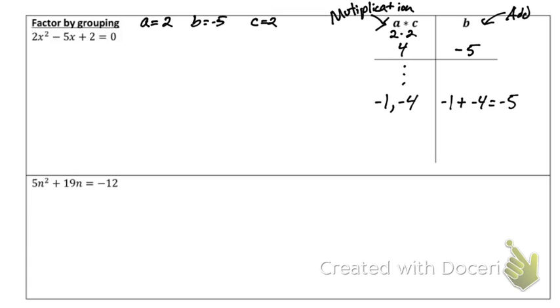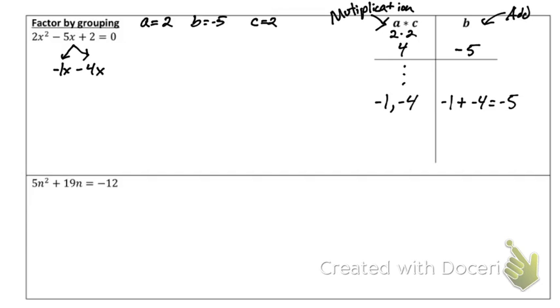Now here's the whole point in doing this. We're going to separate this into a binomial plus a binomial. In order to do that, we're going to split apart this 5x into the 2 things I came up with: a negative 1x and a negative 4x. Do we all agree that negative 1x plus negative 4x equals negative 5x? So I didn't do anything, I just changed the appearance of it.